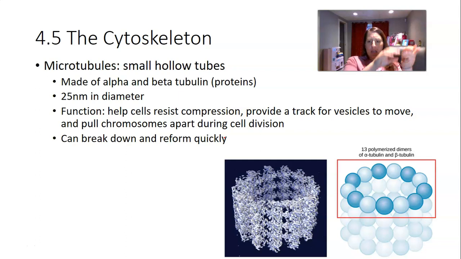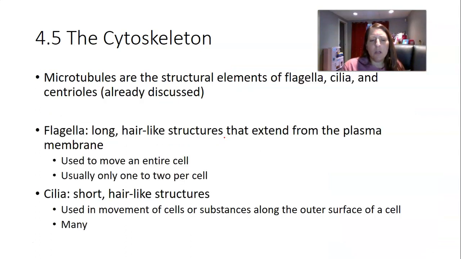So you can add subunits to make these grow longer, and then you can take off subunits to make them become shorter. These will grow out during mitosis and meiosis to attach onto chromosomes, and then they get shortened from this end, and those chromosomes will get pulled in that direction as they get shortened. Okay? So again, I just wanted to give you a little bit of information on tubules.